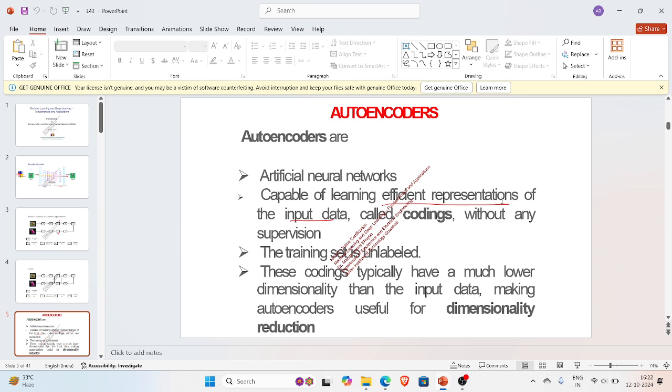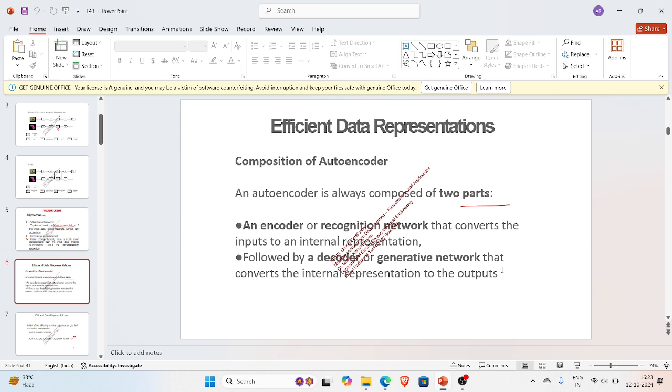So what are autoencoders? These are deep networks used for coding the input data. The training set is unlabeled, so this is unsupervised learning. These codings have much lower dimensions, so it is used for dimensionality reduction, efficient data representation, and likewise.